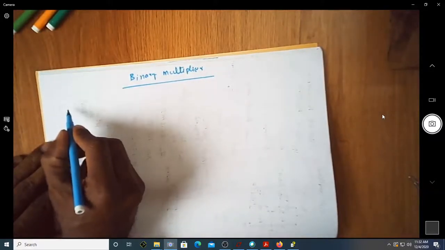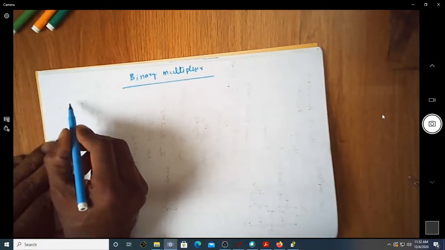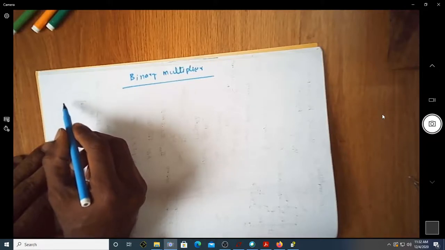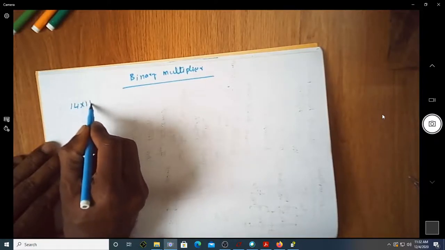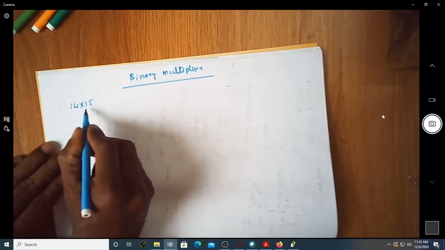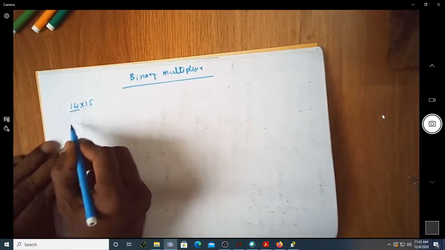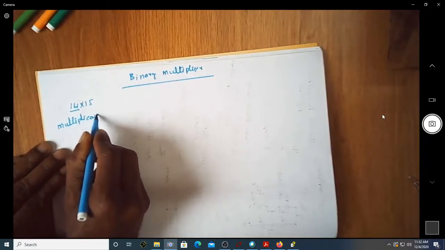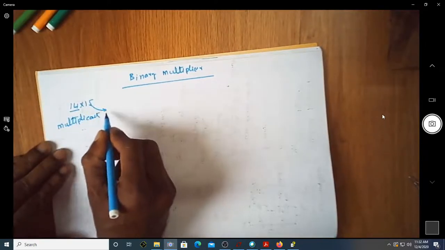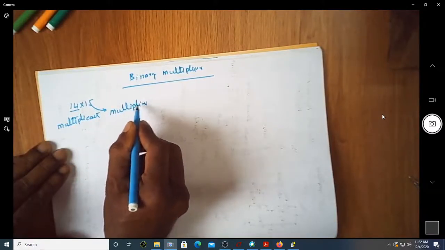Suppose we have two 4-bit numbers which need to be multiplied. Let us consider that I need to multiply 14 by 15. So we're going to have a multiplicand and a multiplier. This will be the multiplicand, and this will be the multiplier.